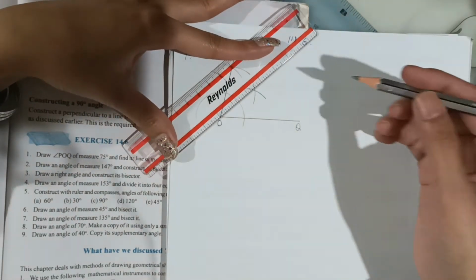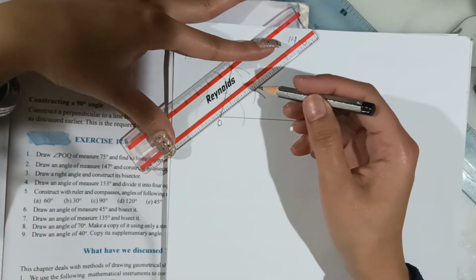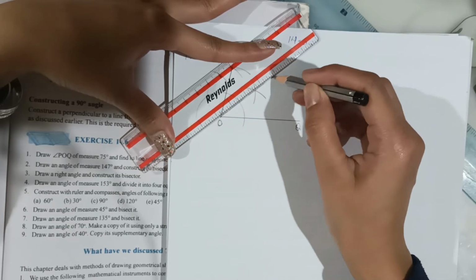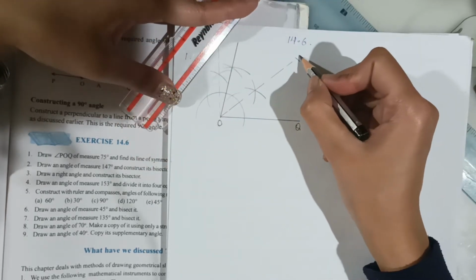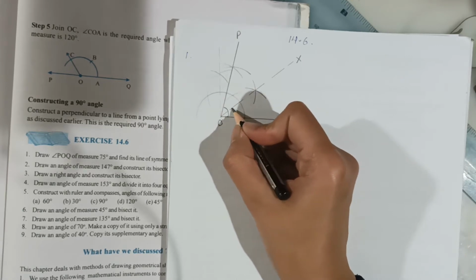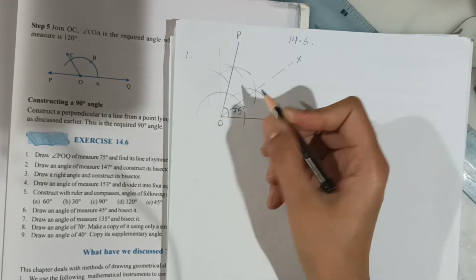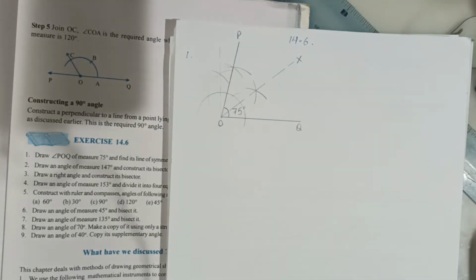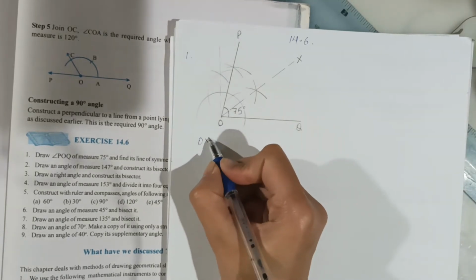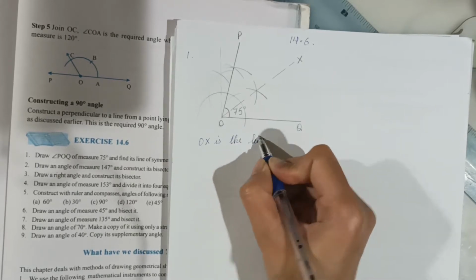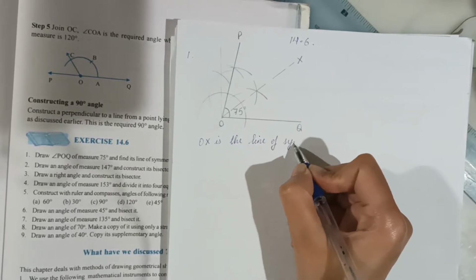Now this is the line of symmetry OX. Suppose this is P. I'm drawing angle POQ measuring 75 degrees, and OX is the line of symmetry. We will write OX is the line of symmetry.